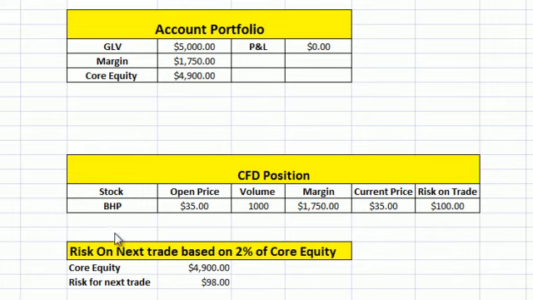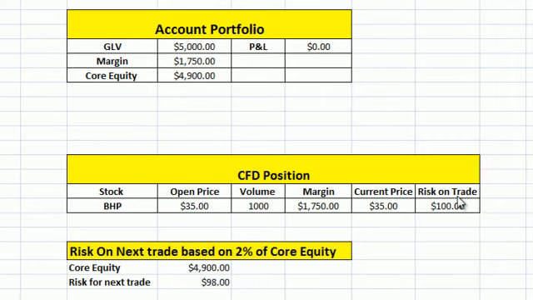Down here, we've taken a position in BHP. We've opened it at $35. We've bought 1,000. Our margin at 5% is 1,750. Current price is still $35, so we're just, for the example's sake, going to say it's trading at the same price. Now our 2% risk on the 5,000 equity we've got has come in at $100, so we're prepared to risk $100 on this BHP trade. So therefore we then set our stop loss accordingly.